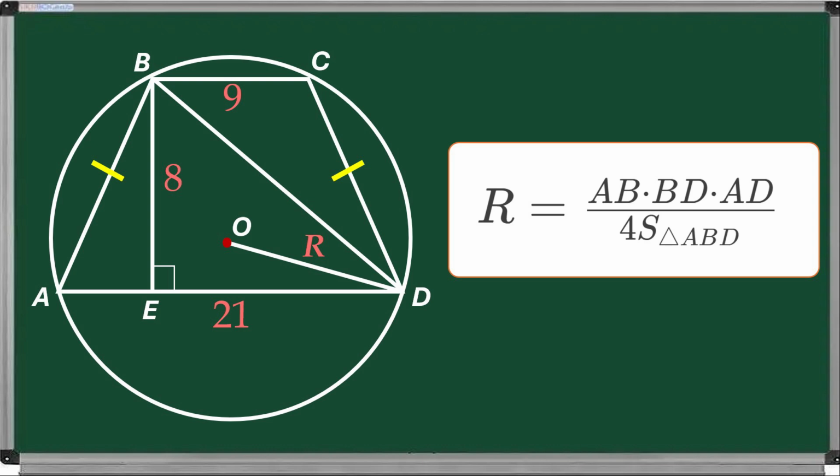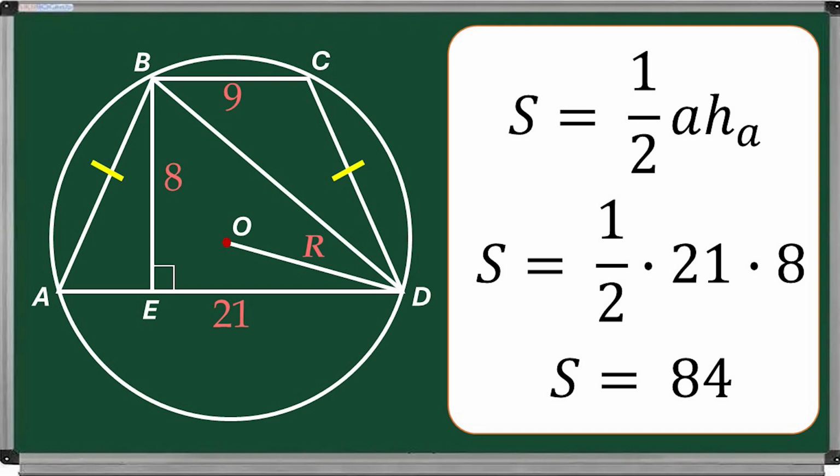Finally, we can calculate the radius, R, of the circumscribed circle. This is our main goal. We have all the pieces for triangle ABD. Side AB is 10, side BD is 17, and side AD is 21. We will use the formula R equals the product of the sides divided by 4 times the area. First, let's calculate the area of triangle ABD. The area is 1/2 times the base, AD, times the height, BE. That's 1/2 times 21 times 8, which equals 84.